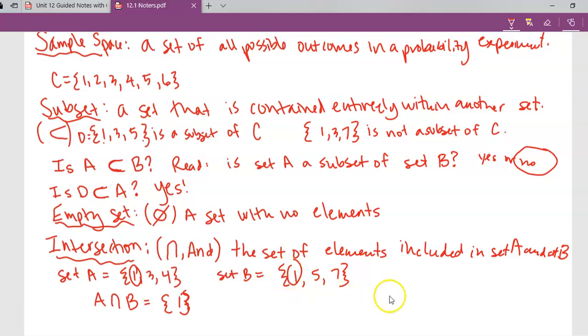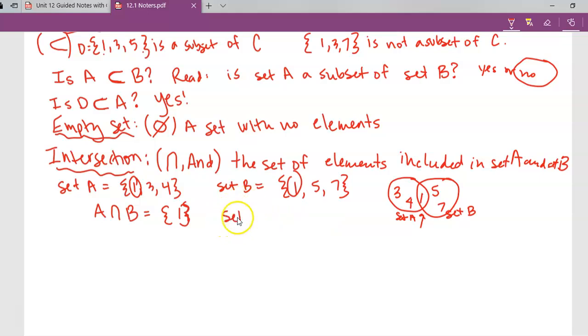Okay, so if you're going to draw this as a chart, set A is this circle, and set B is this circle. The intersection is the stuff that happens in here, where it's in both sets. So 3 and 4 are in set A, but they're not in set B, and they're not in the intersection. 5 and 7 are in set B. 1 is in both sets, so I could put that here where it overlaps. So that's what this intersection is talking about.